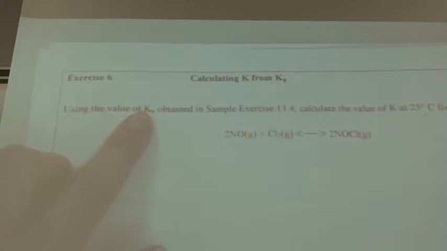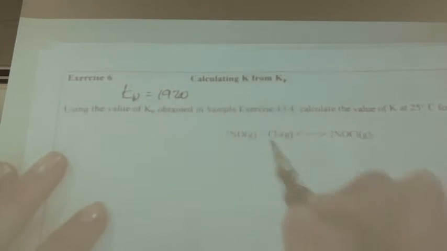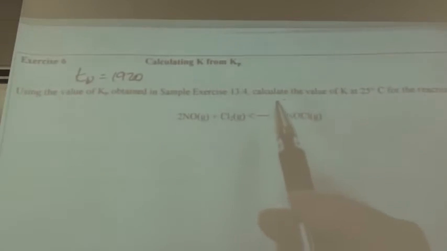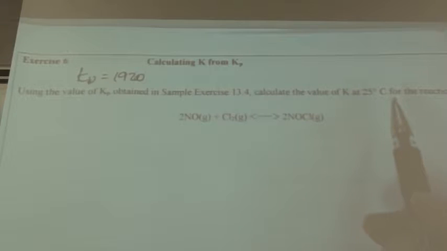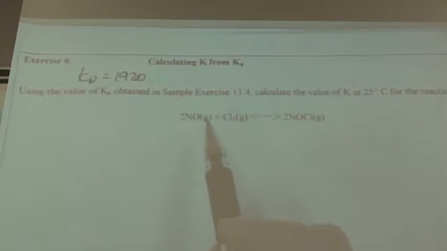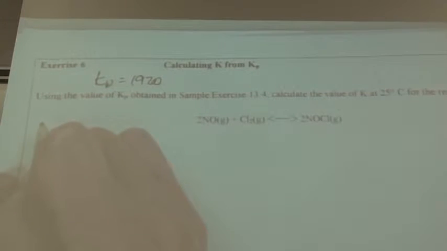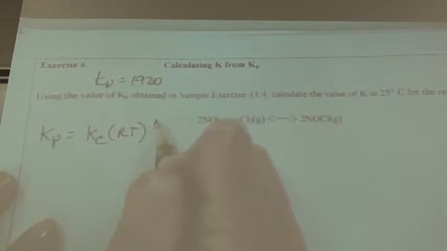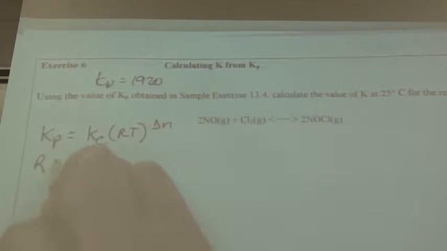Using the value of Kp obtained in the previous exercise, Kp was 1920, calculate the value of K at 25 degrees C for the reaction, same reaction. Let's recall Kp is equal to Kc, quantity RT raised to delta n. So R is our gas law constant.